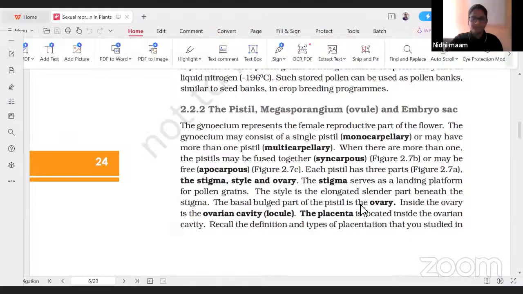Okay. So in the last session, we were discussing megasporangium, right? And then we discussed how sporogenesis occurs. Yesterday, we couldn't read the textbook. So today we will complete reading the textbook. Then we will proceed with the next topic, that is pollination.